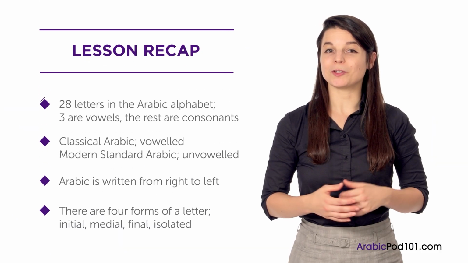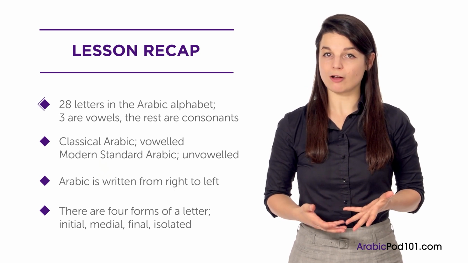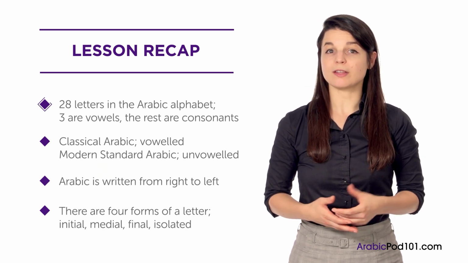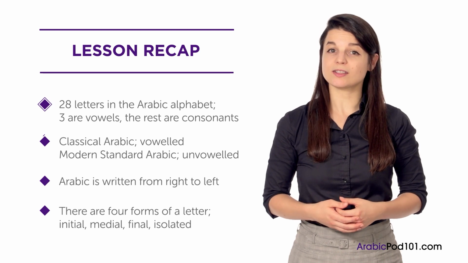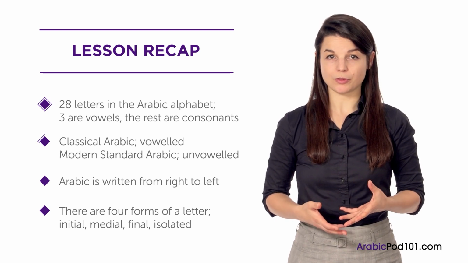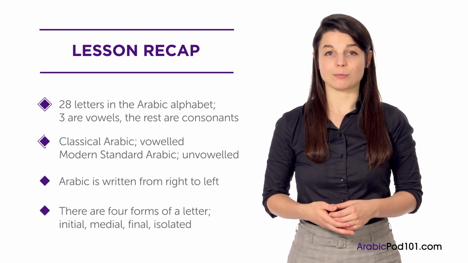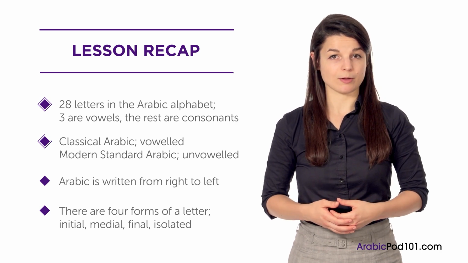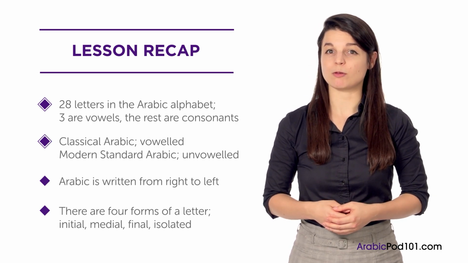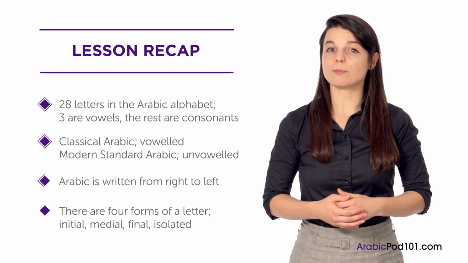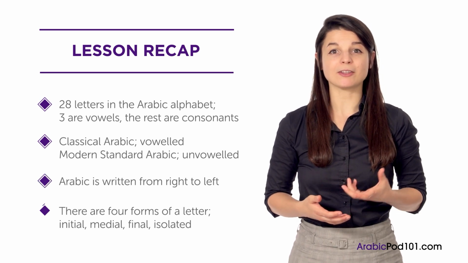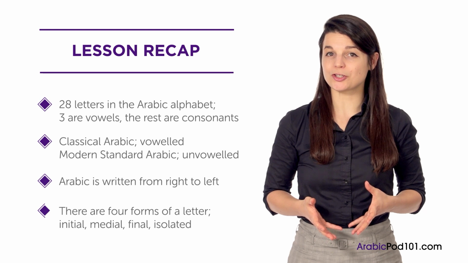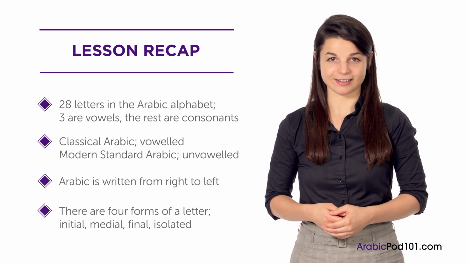In this lesson, you learned that there are 28 letters in the Arabic alphabet. 3 of them are vowels and the rest are consonants. Texts using classical Arabic are voweled, but more commonly, everyday Arabic is written using modern standard Arabic, which nearly always has them omitted. You also learned that Arabic is written from right to left, and that there are 4 forms of a letter: the initial, medial, final, and isolated.